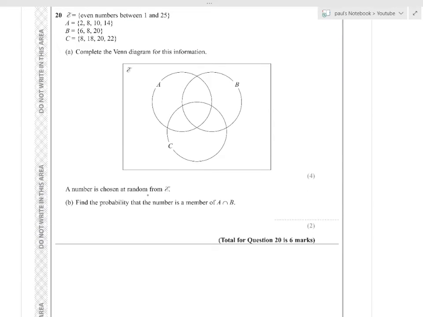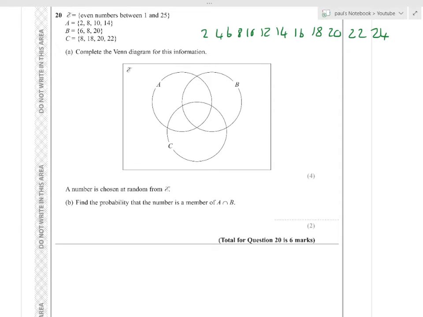The number chosen is random. Find the probability that the number is A or B. Oh gosh, look at this. So even numbers between 1 and 25. So let's have a look: 2, 4, 6, 8, 10, 12, 14, 16, 18, 20, 22 and 24.